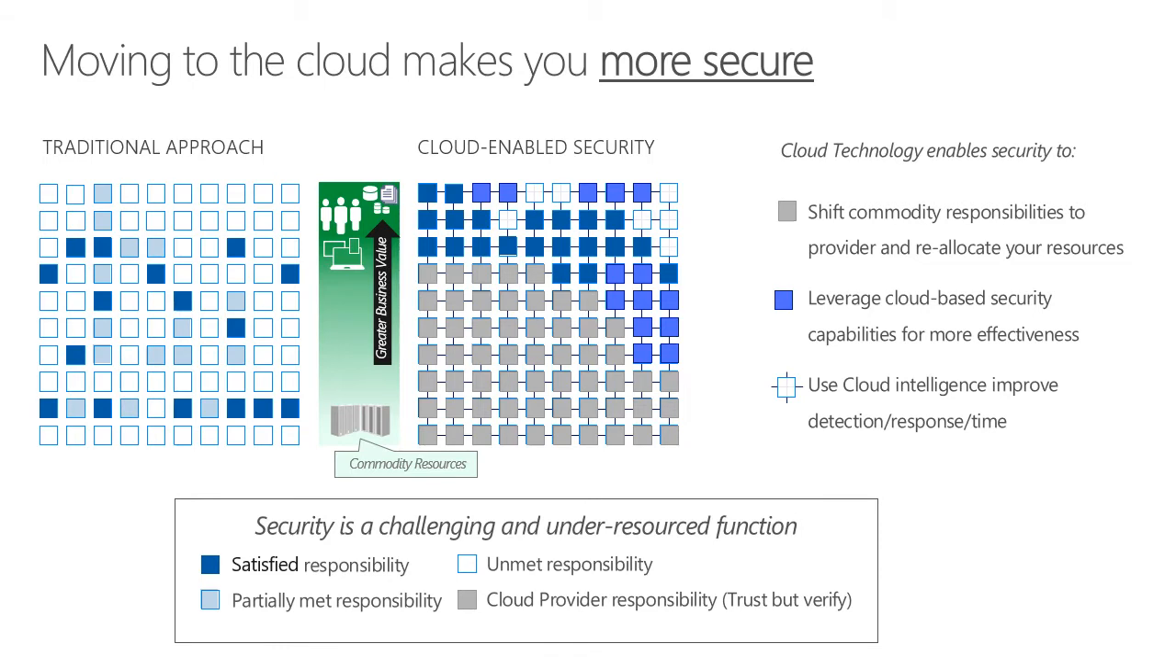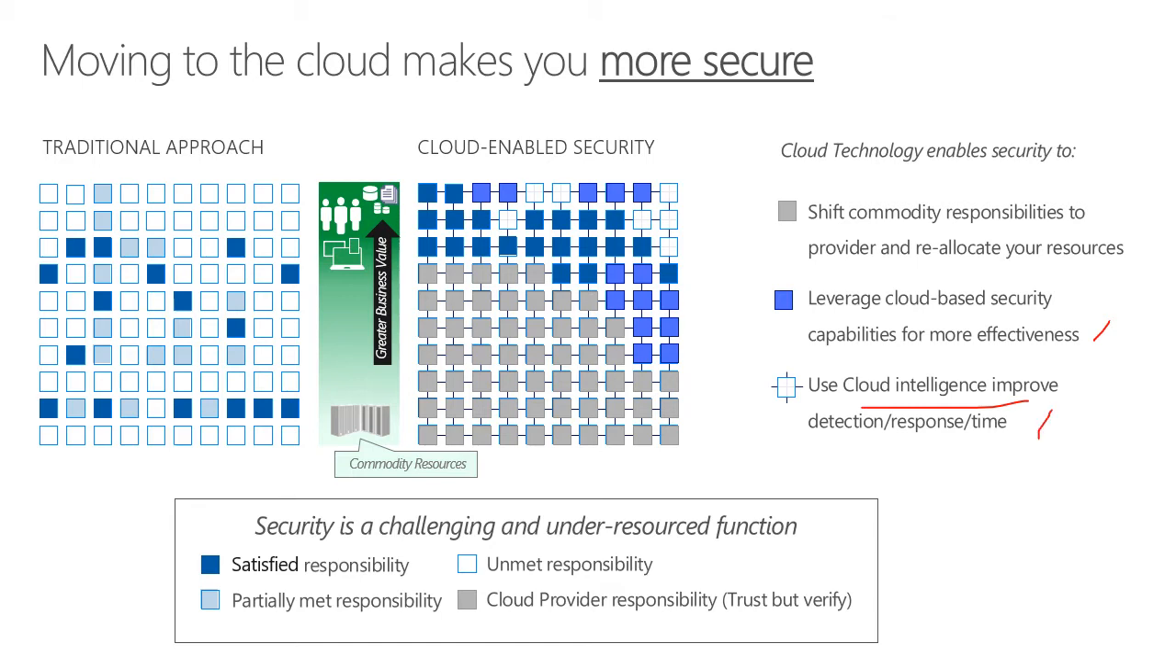So for example, taking care of encryption keys, making sure that user authentication happens all the time, simple or relatively advanced threats against identities are taken care of. That's all taken care of by the cloud service provider. And then you leverage cloud-based security capabilities to even increase your effectiveness. And then you use cloud-level intelligence to improve your detection and response time.